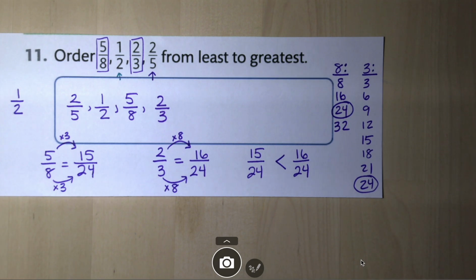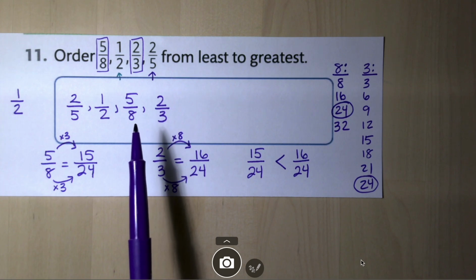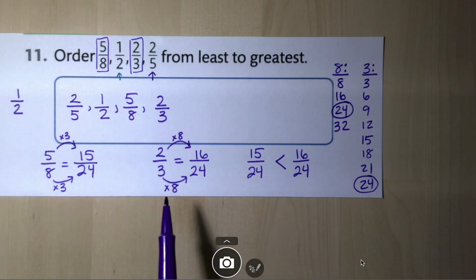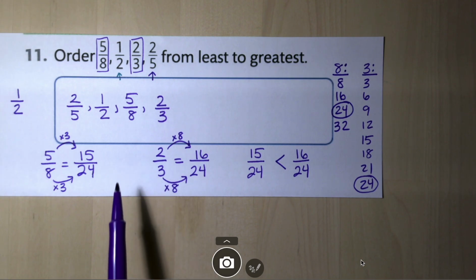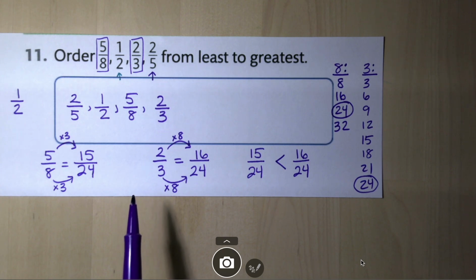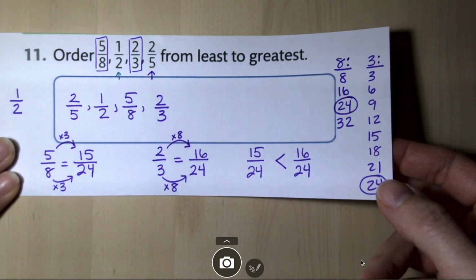Okay? On a problem like this, it's a really good idea to try to use some benchmark fractions to eliminate some of the work. It would have been a lot more work to try to find an equivalent fraction for all 4 of these fractions. So take a look at what you have, and if you can automatically order some of those without having to find an equivalent fraction, you can totally go for it.